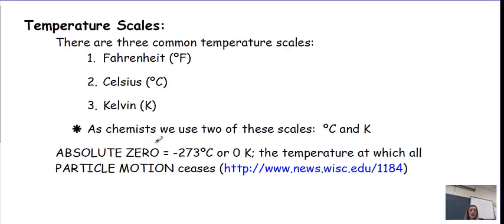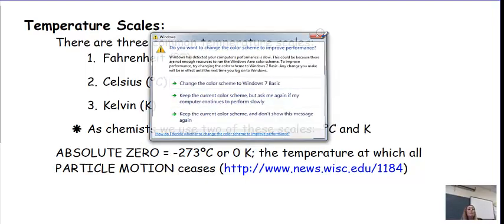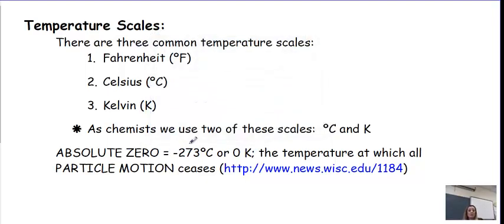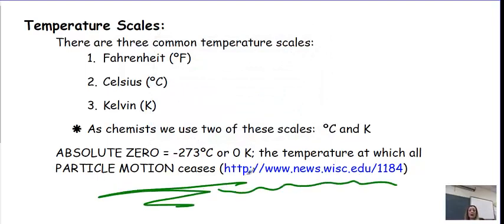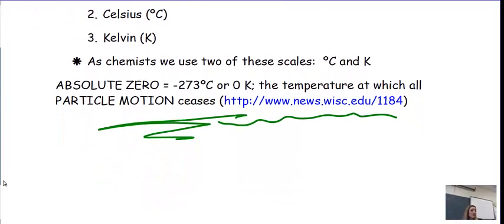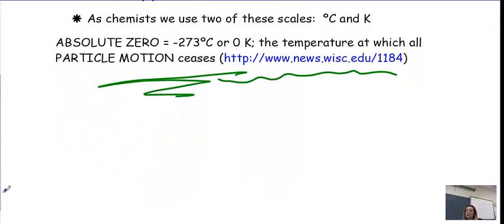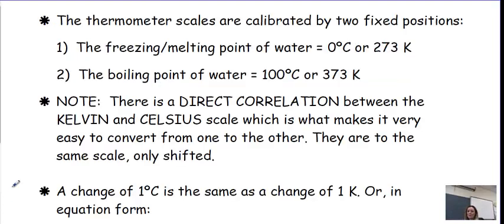So let's look at our temperature scales. We have 3, like I mentioned before: Fahrenheit, Celsius, and Kelvin. Okay, as chemists we use 2 of these scales, degrees Celsius and Kelvin. Absolute 0 is equal to 0 Kelvin, or 273 below 0 degrees Celsius, and the temperature at which all particle motion ceases. I want you guys to check out this website, this little link here, to give you a little more information on absolute 0. I may ask a question, might be your bonus points, don't know yet, we'll let you know.